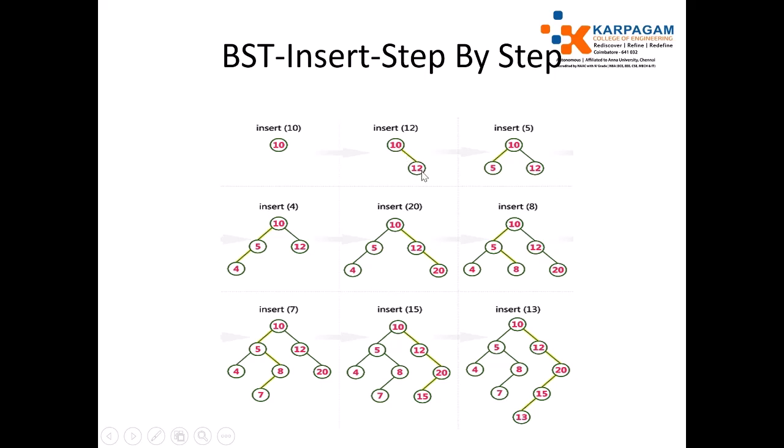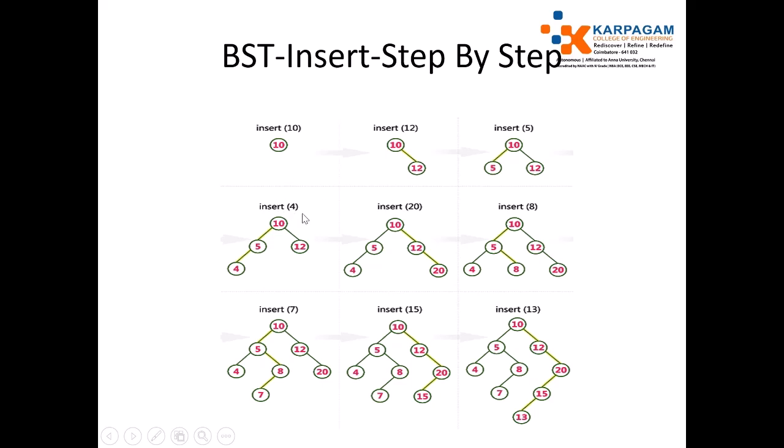So attach at the right side. If it is less, attach at the left side. Now you are trying to insert 5 in the tree. You always start from the root, no? Just compare with the 10. 5 is less than 10, no? So you attach at the left side. So the resultant tree will be like this.